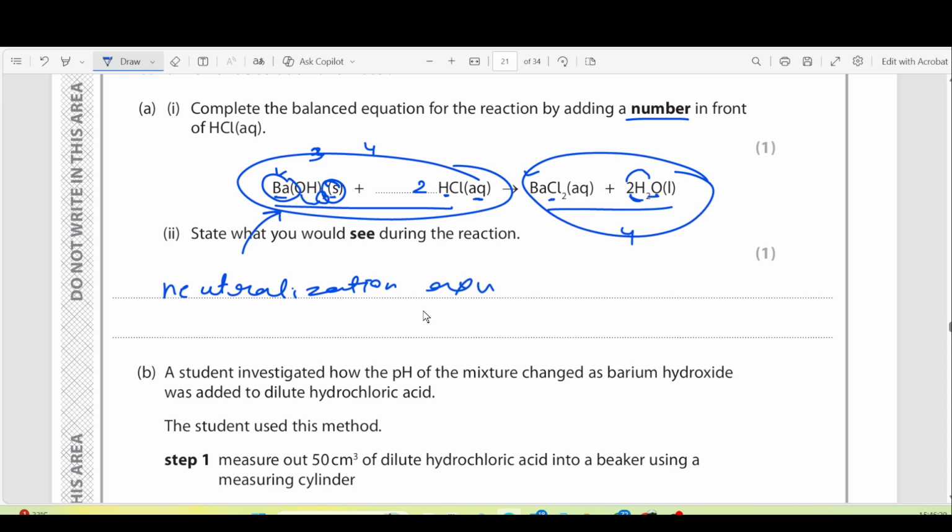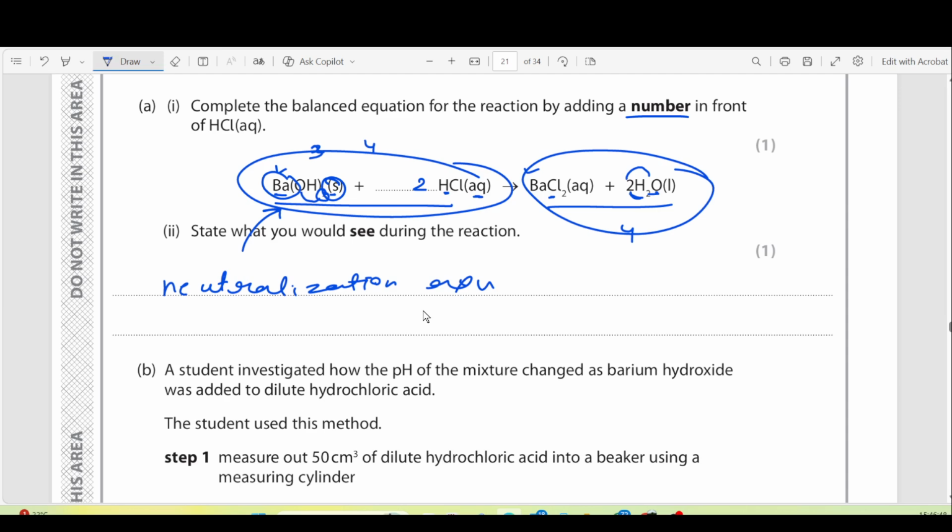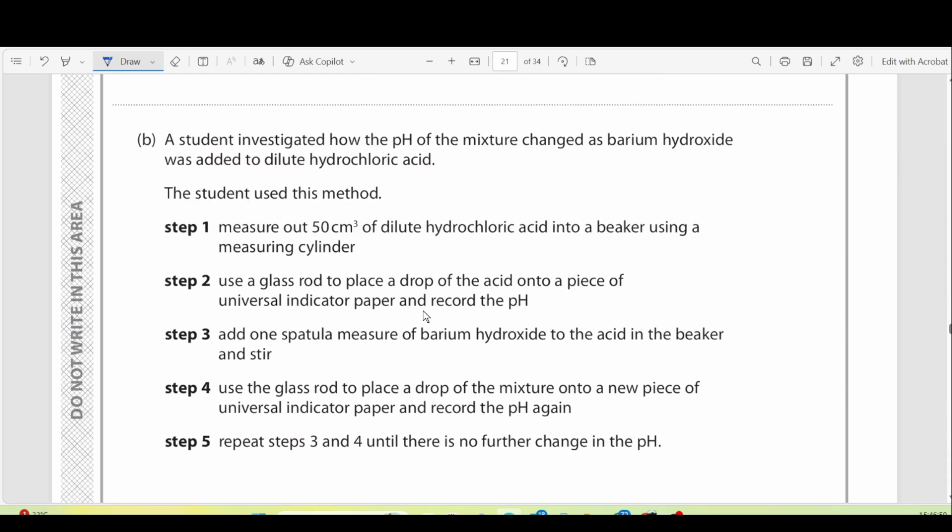This is called neutralization. So the white solid barium hydroxide would disappear, or dissolve, as it reacts to form a clear colorless solution of barium chloride. So we will see that barium chloride is formed. You just need to explain this. This is a neutralization reaction, and this is what you need to write.